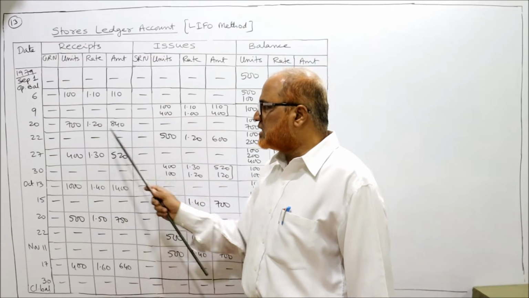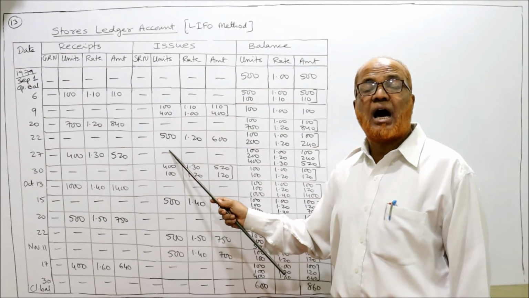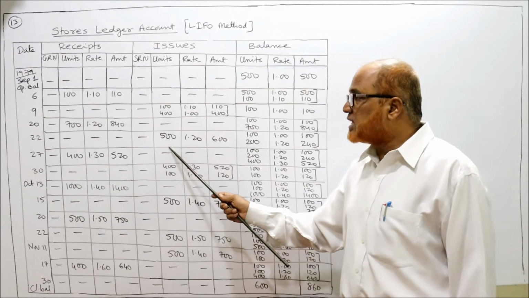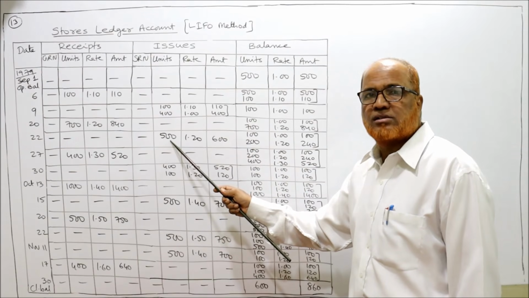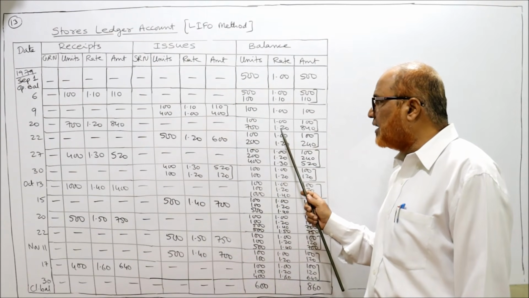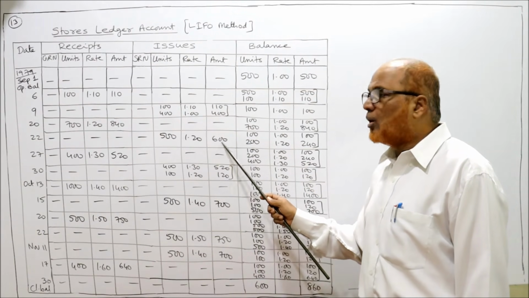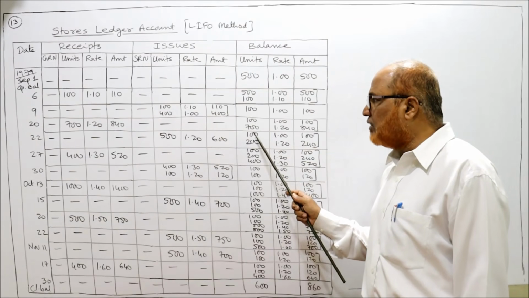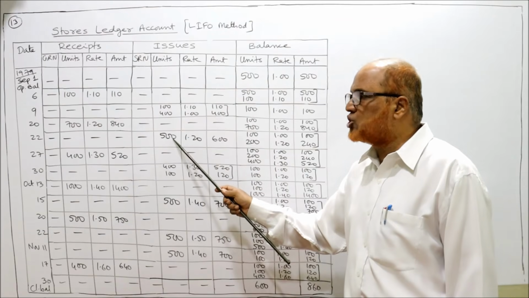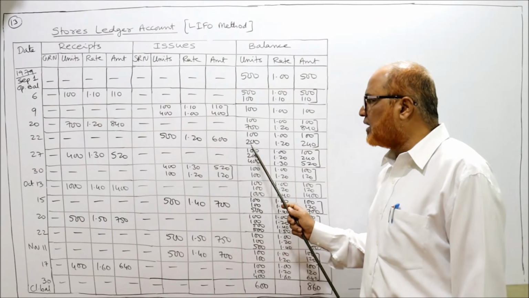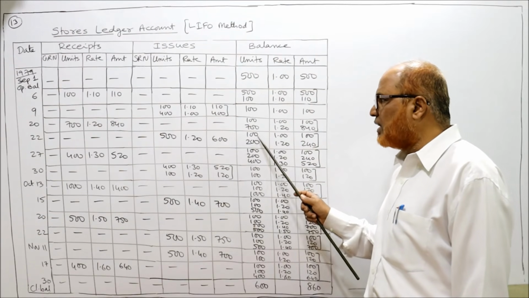Now on the 22nd there is an issue of 500 units. We are following the LIFO method, last in first out. The second lot, 700. From this 700 I am issuing 500 units. So what is the rate of this 700? 1.20. So 500 into 1.20, 600. Now balance. The old lot of 100 will remain the same, 100 into 1 rupee. Out of this 700, 500 units are issued. So 700 minus 500, 200 units are remaining at 1.20, 240. So in the balance we have two lots.